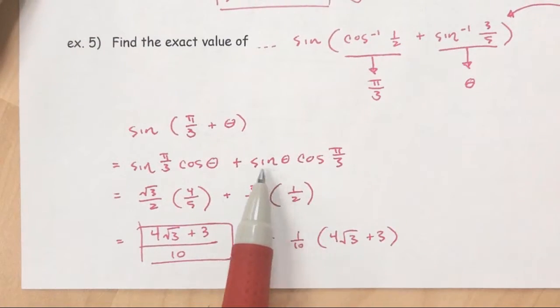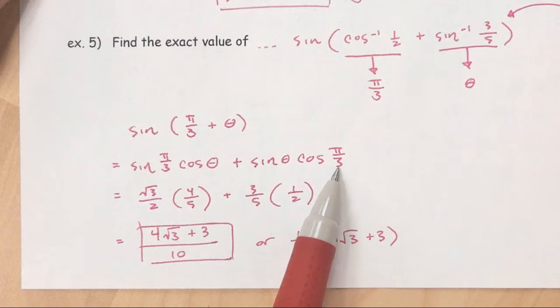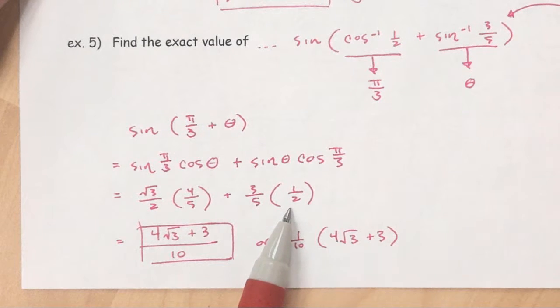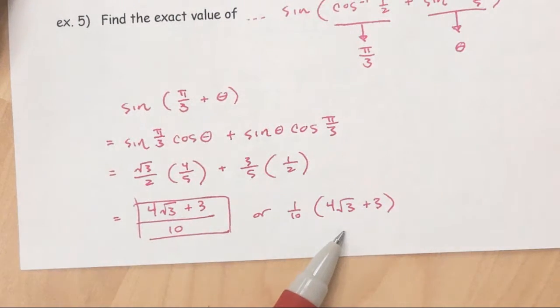Same thing over here. What is the sine of theta using the triangle? And then cosine of pi over 3 is 1/2. And then you multiply, you get this, or you get this. You can have lots of different answers. It doesn't have to be exactly the way it's seen in the book. You just have to make sure you rationalize it.